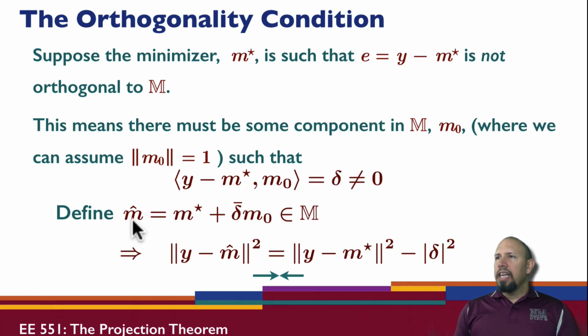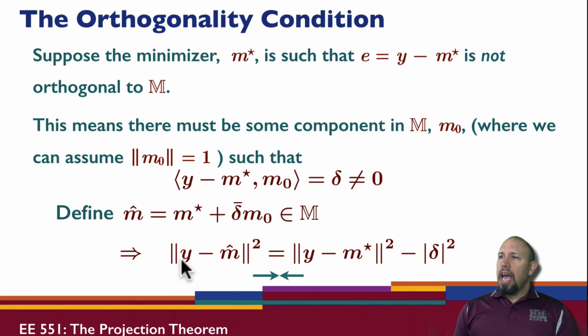We define M hat then to be M star plus delta conjugate times M naught. In general, since we're assuming general vector spaces, we could be looking at complex things, but if we were looking at all real things, this would just be delta.